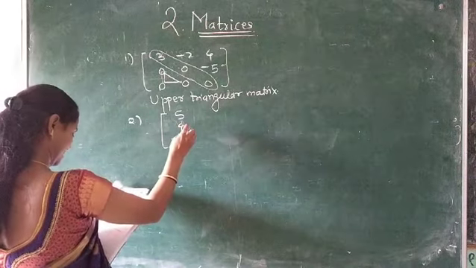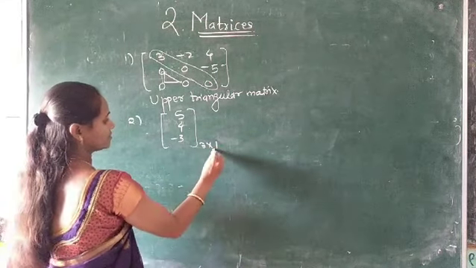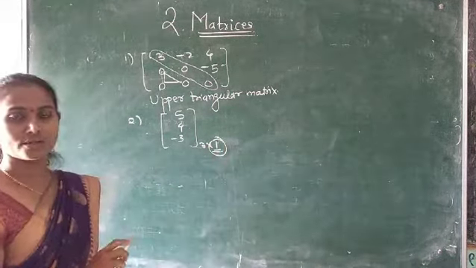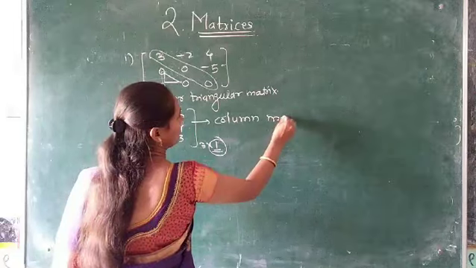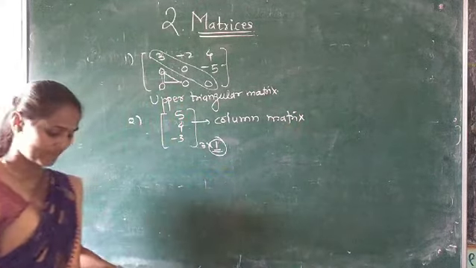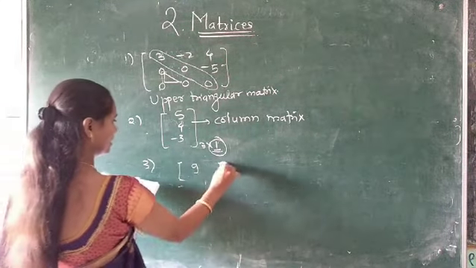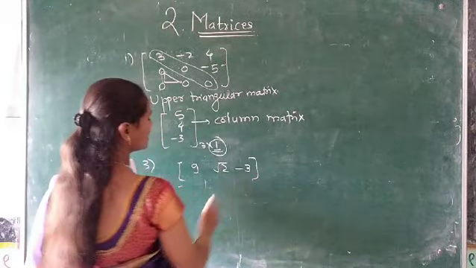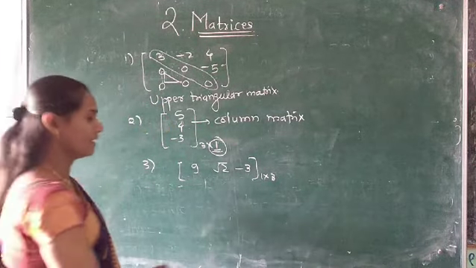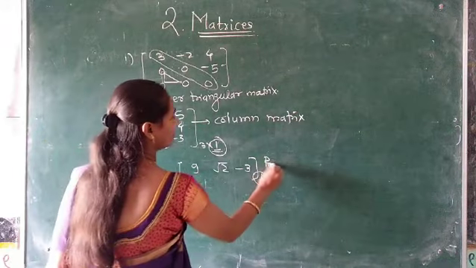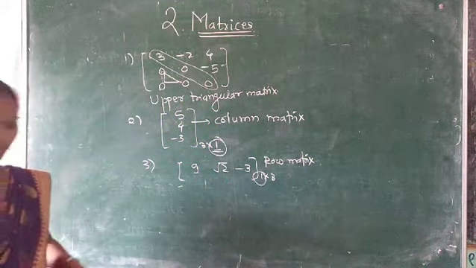Now the second one is 5, 4, minus 3. This matrix is of order 3 by 1. So here the column is 1. This matrix is said to be a column matrix. Now the third one: 9, root 2 and minus 3. This is a matrix of order 1 by 3. The row is 1 but the column is 3. Hence, this matrix is said to be a row matrix.